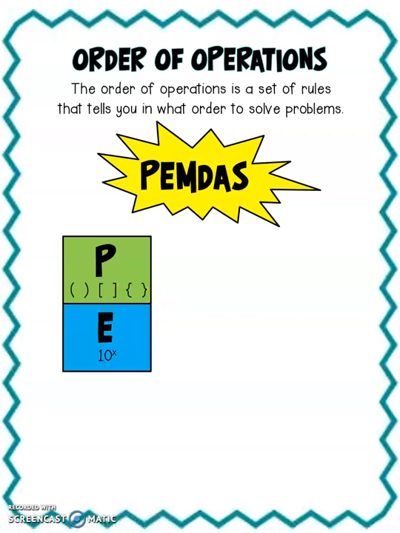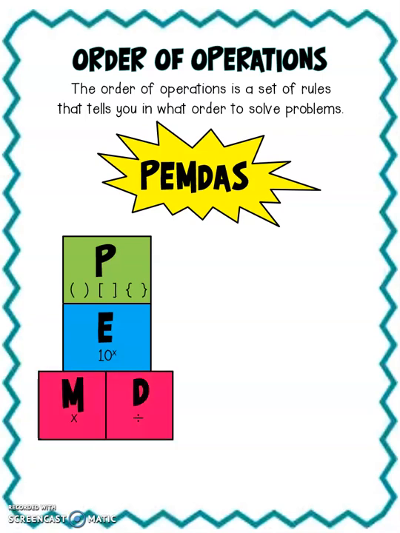The E stands for exponents. So anytime you see an exponent hidden within your problem, you would solve that after any parentheses. Then we have M and D, multiplication and division, and you can see that I've put an arrow along the bottom. That's because both of these have the same power.